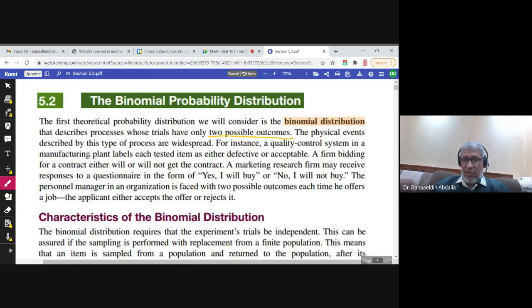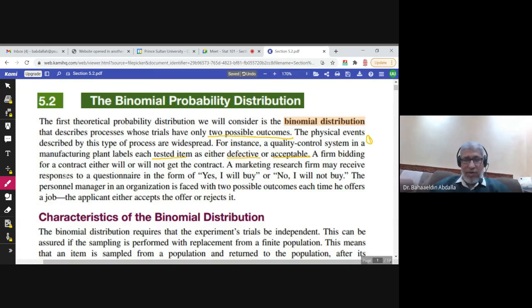The physical events described by this type of process are widespread. For instance, this is the first example. A quality control system in a manufacturing plant labels each tested item. We test the items and we label each one of them either defective or acceptable. We test each item, label it defective or acceptable, two outcomes. So this is an example of two possible outcomes.